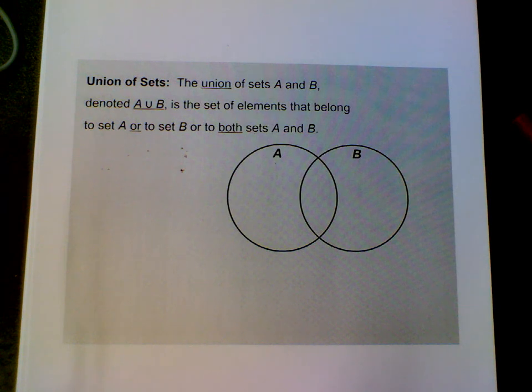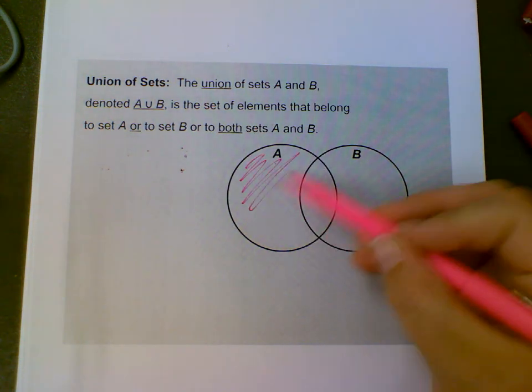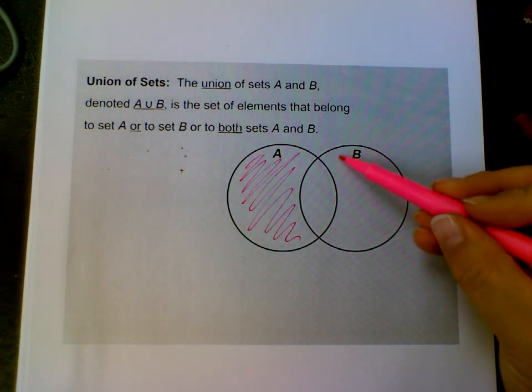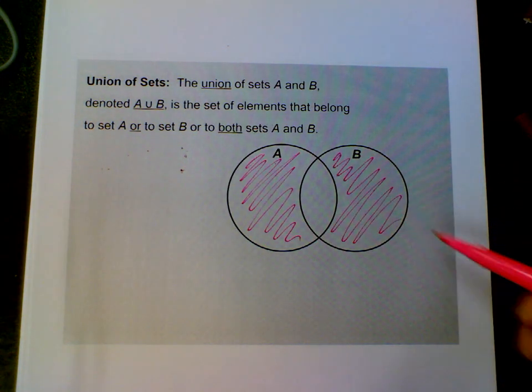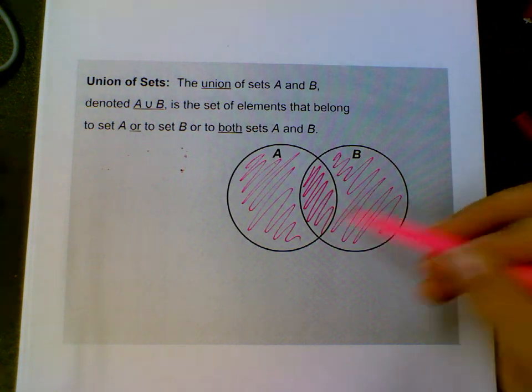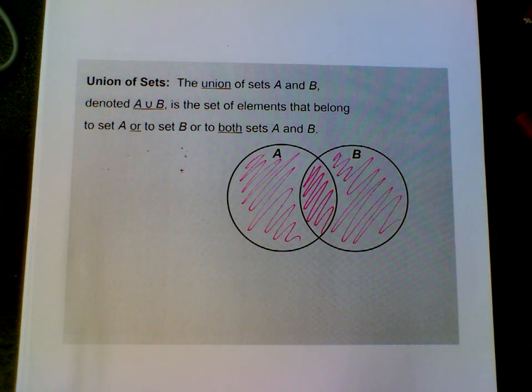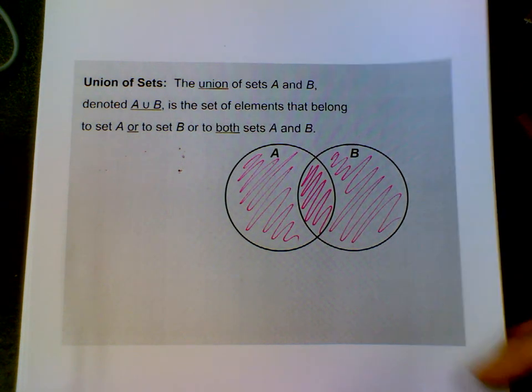We also need to talk about unions of sets. The union of sets A and B, denoted A with a little U, B, is the set of elements that belong to A or to set B or to both. So if you think about this as a Venn diagram, it's anything that's just in A. It's also anything that's just in B. It's also anything that is in both. That is your or, the little U symbol, your union.